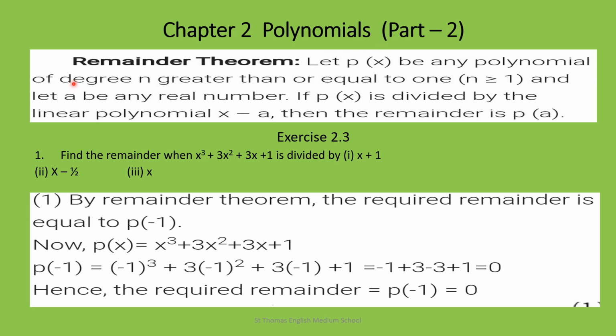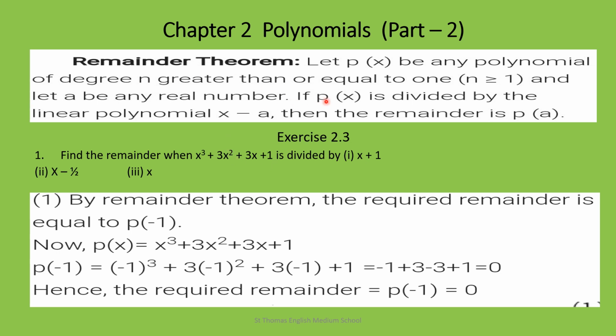Okay, then we will move to remainder theorem. What does remainder theorem mean? Let p of x be any polynomial of degree n greater than or equal to 1 and let a be any real number. If p of x is divided by the linear polynomial x minus a, then the remainder is p of a. That is, when you are dividing the polynomial p of x by the linear polynomial x minus a, then the remainder is p of a. So without doing the division, you just find p of a, that will be the remainder.